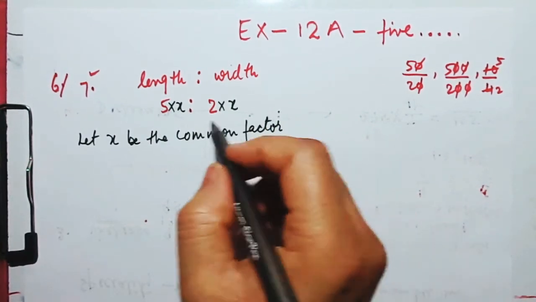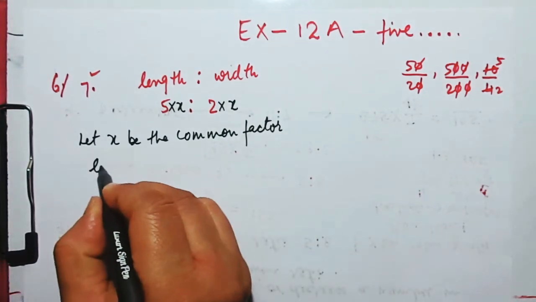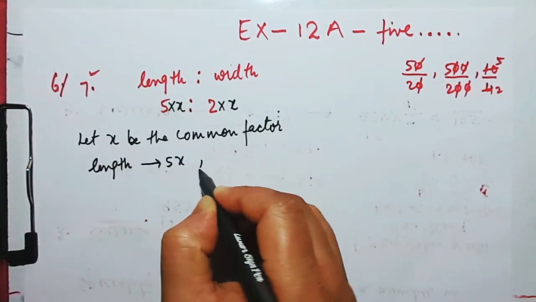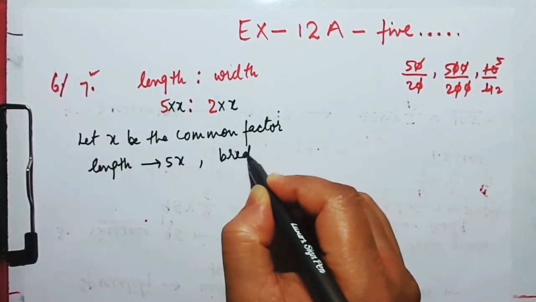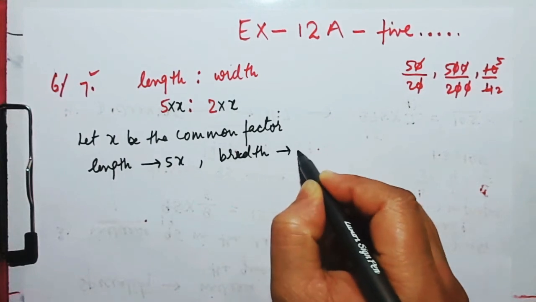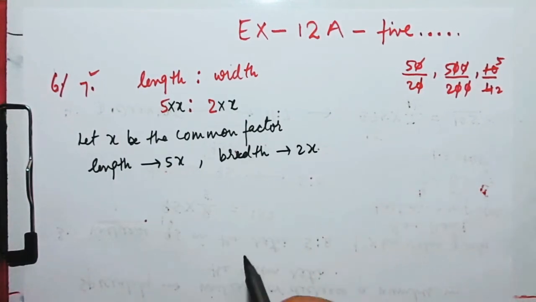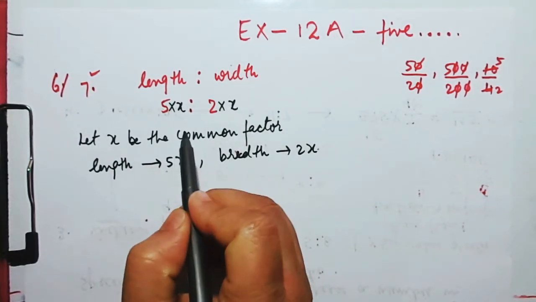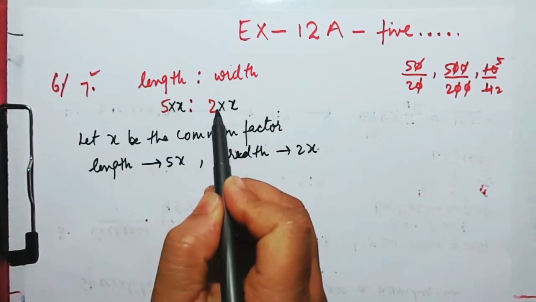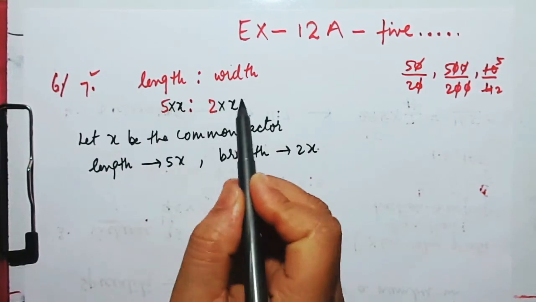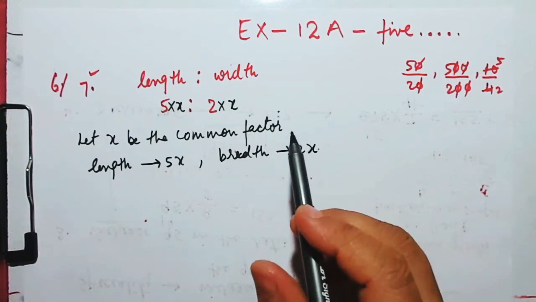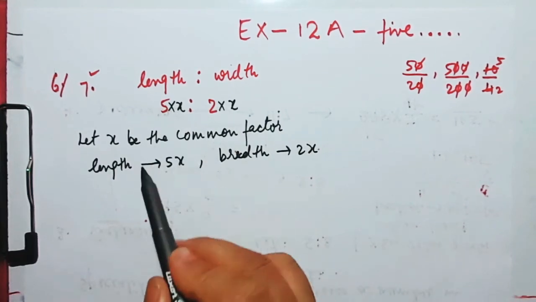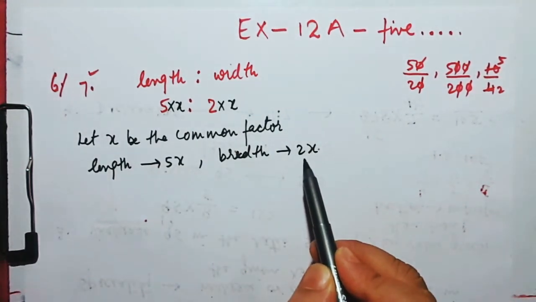Now, when x becomes the common factor, your length becomes 5x and your breadth becomes 2x. Clear? As soon as you multiply both of them by a factor x, the ratio becomes the value. Previously 5:2 was the ratio. After multiplying it becomes the value. So the ratio of length and width is 5:2, and I have multiplied both by x and got length as 5x and breadth as 2x.